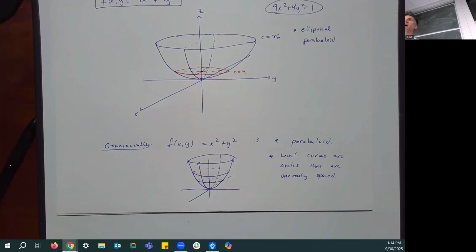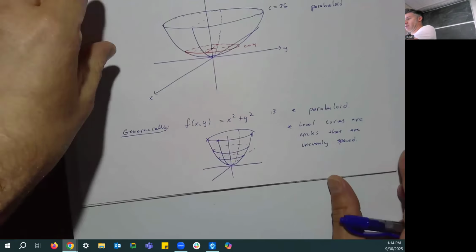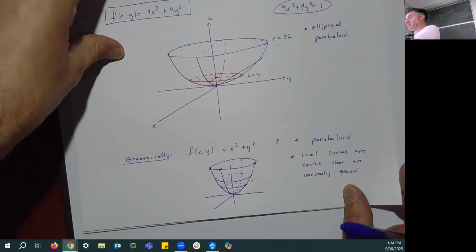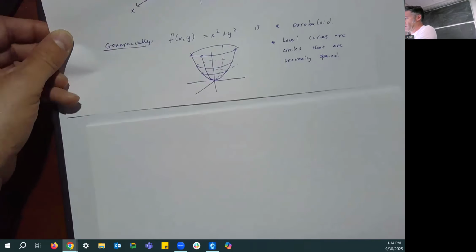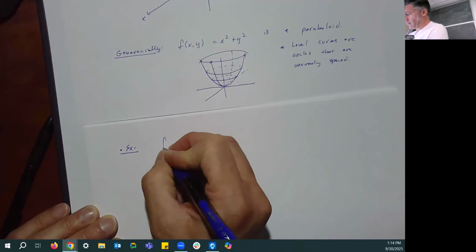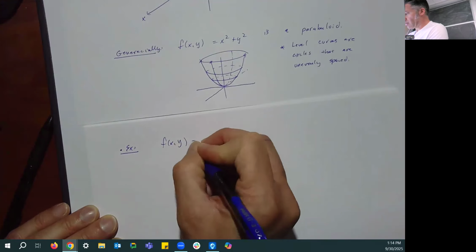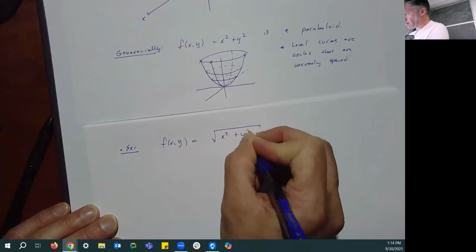So what kind of graph would have level curves that are evenly spaced? Well, here's one example that's going to be looking kind of similar, but not quite the same. f of x, y equal to the square root of x squared plus y squared.